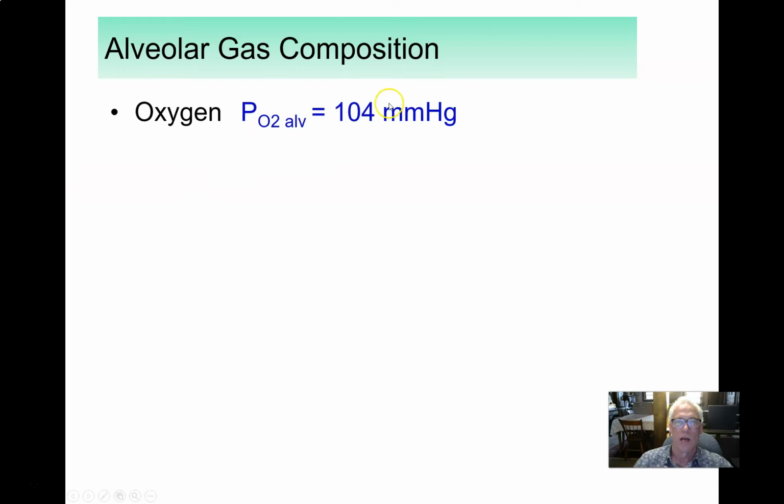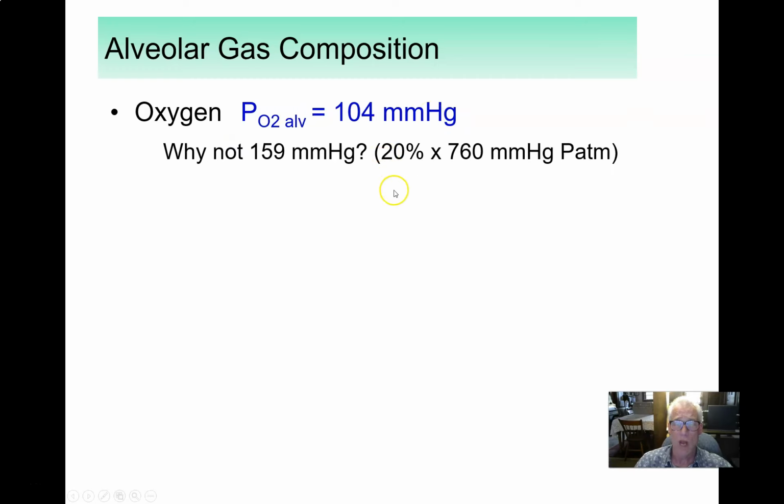So in the alveoli, the partial pressure of oxygen is around 104 millimeters of mercury. That's going to be the driving force, as we'll see, for diffusion of oxygen. However, we said that the oxygen partial pressure in the atmosphere at sea level is about 159 millimeters of mercury. So why so little in the alveolus? Well, there's three contributing factors.